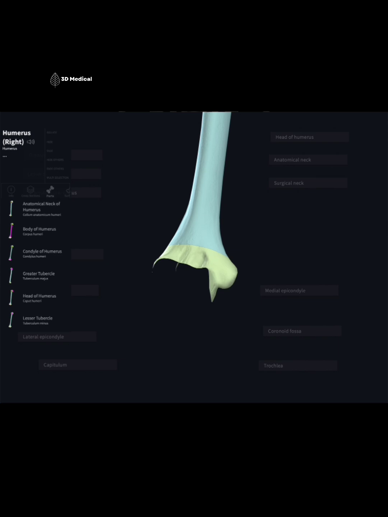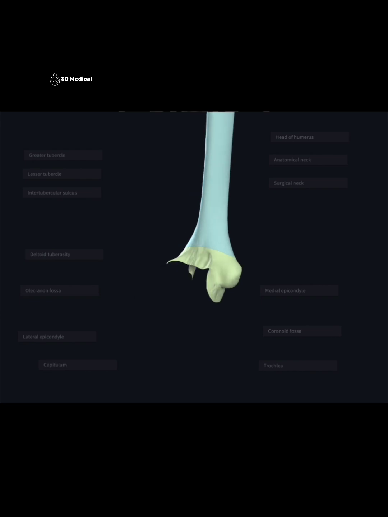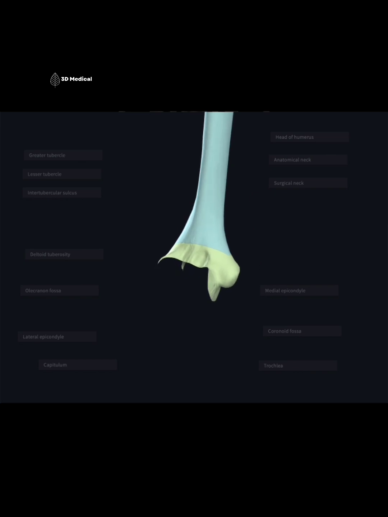The medial epicondyle is the largest of the epicondyles, and this can actually be palpated or felt on yourself closest to the body. That's this one right here. The lateral epicondyle, as you can see, is much smaller. At the very distal portion of the humerus, we have the condyle, and this contains two articular surfaces.